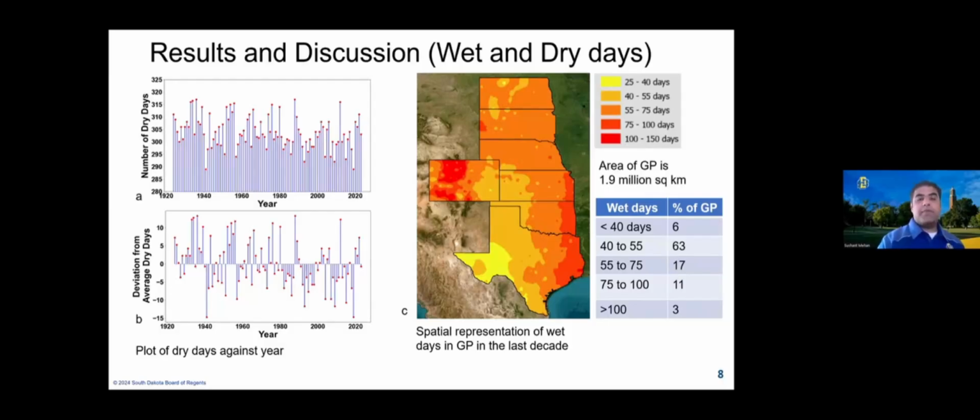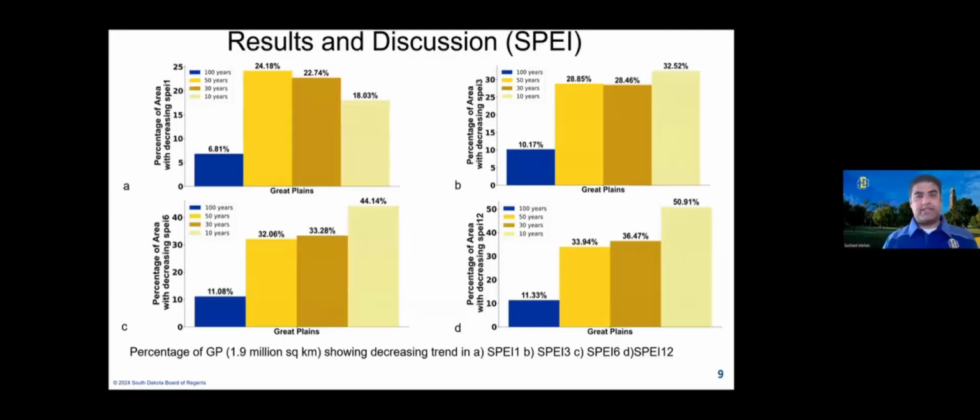The Great Plains predominantly sees fewer than 55 wet days per year, with an increasing number of dry days, especially in the recent decade. And this could have serious implications on water availability and agricultural activities in the Great Plains region.